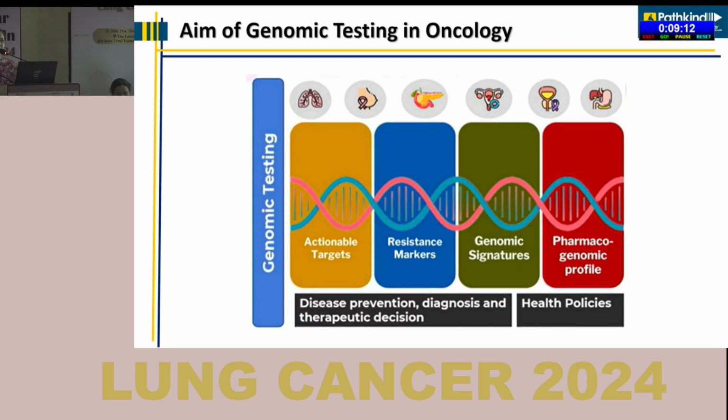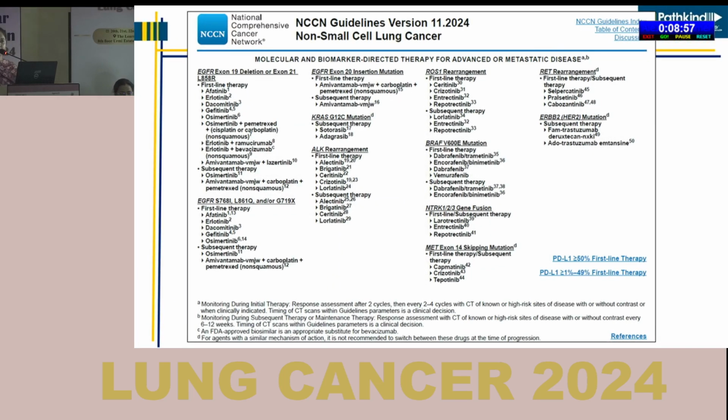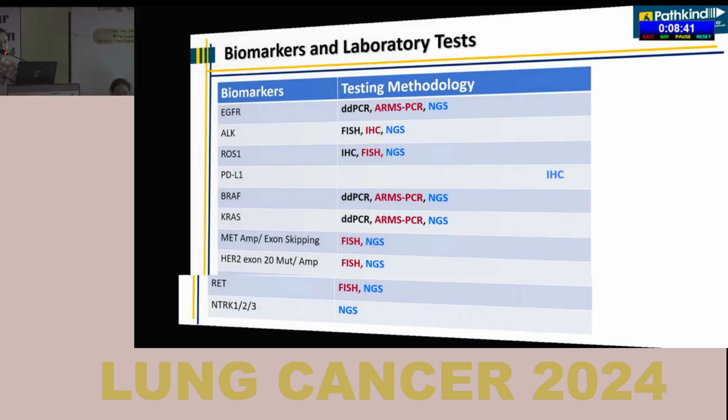As a laboratorian, the aim of genomic testing in oncology is, of course, to identify actionable targets as well as resistance markers so as to enable the medical oncologist for better patient management. And that is really what we focus on. For lung cancer, at a minimum, as per NCCN, whatever panel or standalone testing is used should ideally cover all these important biomarkers and mutations.